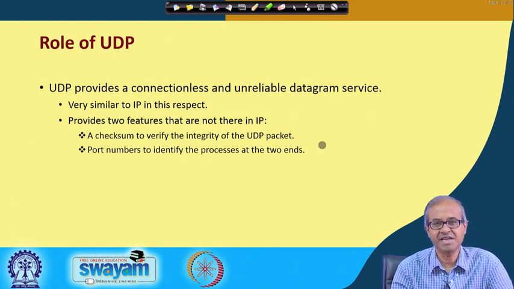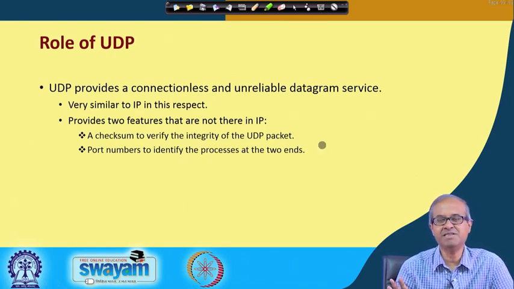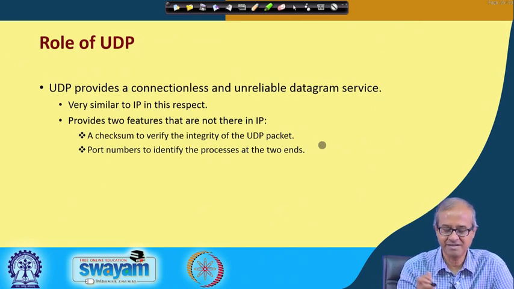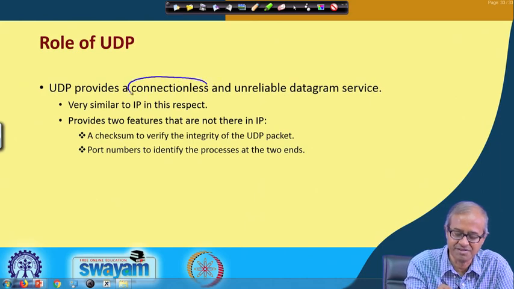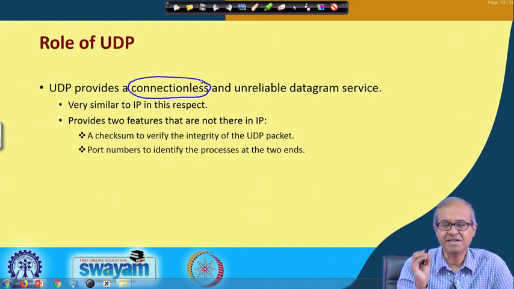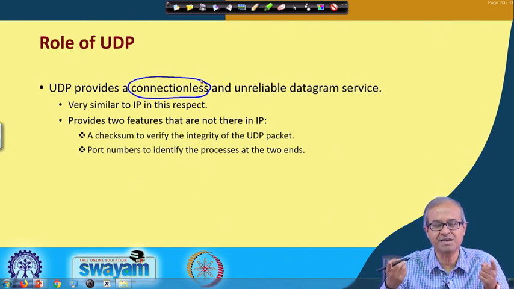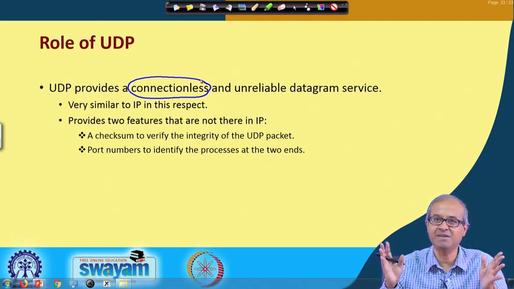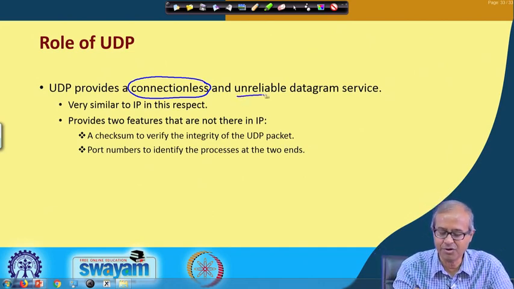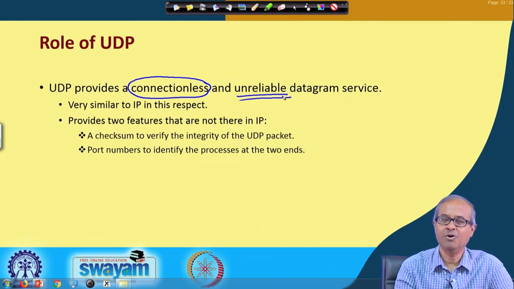In contrast, UDP is very much similar to IP. It does not do much beyond that. It does not try to ensure any kind of reliability. It provides a connectionless kind of service. It is a datagram service. TCP is connection oriented, that is why connection establishment and connection termination are required, but UDP does not require any connection establishment. Each packet is sent independently, and because it is like a datagram service, this is also unreliable, just like IP.